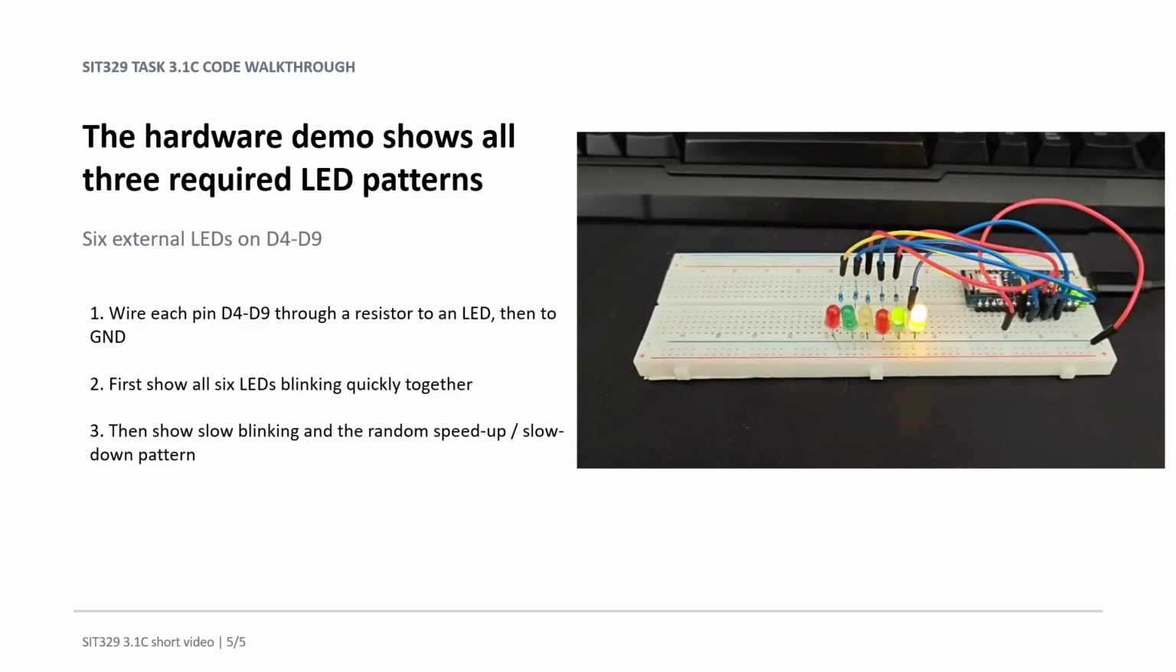This demonstrates that the GPIO Deacon class can control a group of 6 GPIO pins and display the required lighting modes.